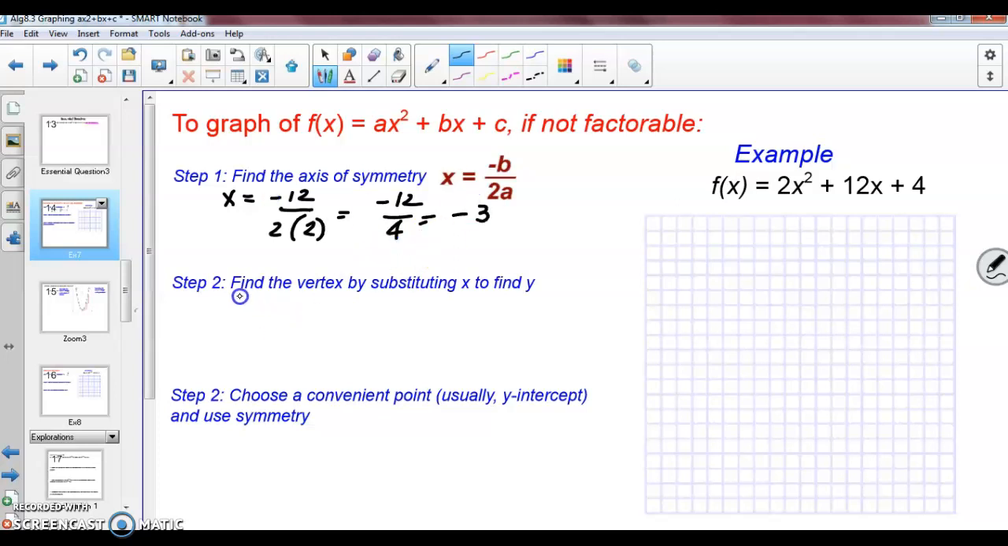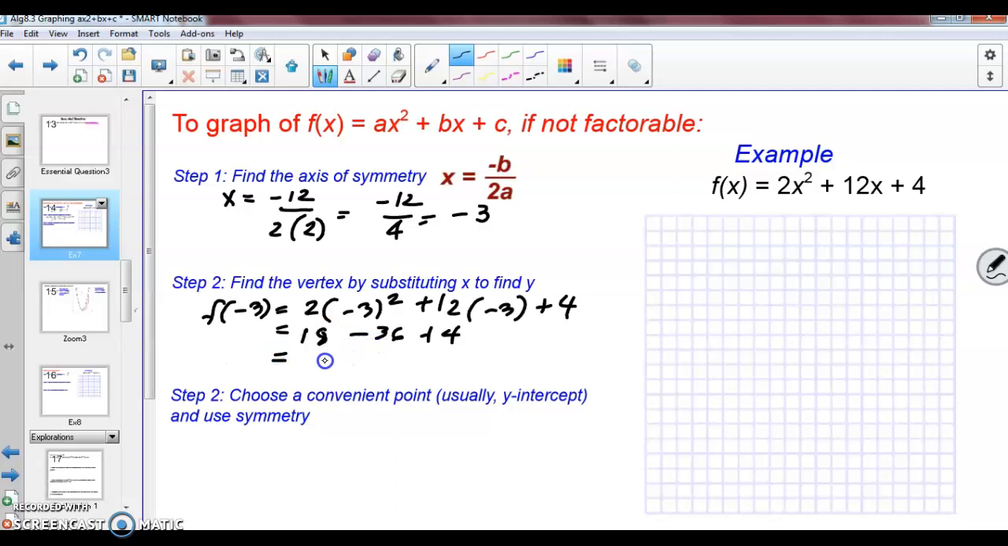Now, once you find the x coordinate of the vertex, plug it in. So f of negative 3 is equal to 2 times negative 3 squared plus 12 times negative 3 plus 4. And this will give us, so negative 3 times negative 3, or negative 3 squared, is 9 times 2 is 18, minus this will become 36 plus 4. So this gives us 18 minus 36 is negative 18 plus 4, and the final answer for that one will be negative 14. So that means your vertex will be at negative 3 comma negative 14.